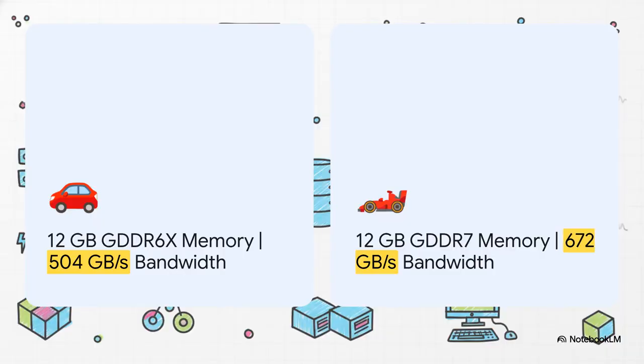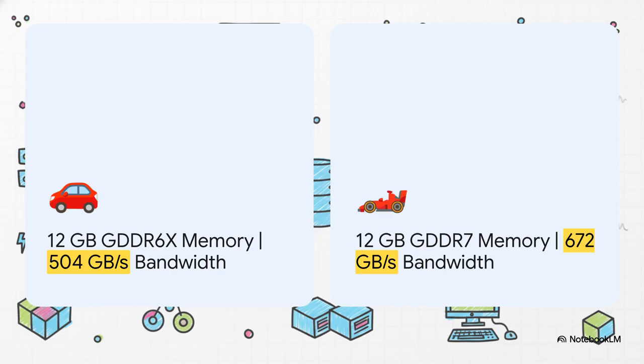Now, what's really fascinating here is the story behind these numbers. Both cards have 12 gigs of VRAM. That's the same. But the 4070 Ti uses GDDR6X memory, which gives it a very respectable 504 gigabytes per second of bandwidth. The RTX 5070, though, gets a huge upgrade to the brand new GDDR7 standard, boosting that bandwidth by over 30%.